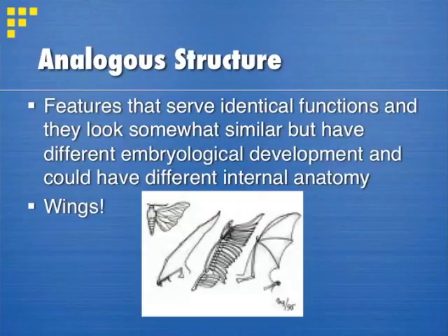Now, analogous features are actually ways to show that things are not related, but that the environment influenced that one structure. So they serve an identical purpose and look similar, but have different development and different internal anatomy. So various types of wings are very, very different, but it does show us that at some point it was very, very important to be able to fly, and that was an evolutionary advantage. So analogous structures don't show common ancestry, but still give us evidence of evolution and points in time when certain structures would be better than others.